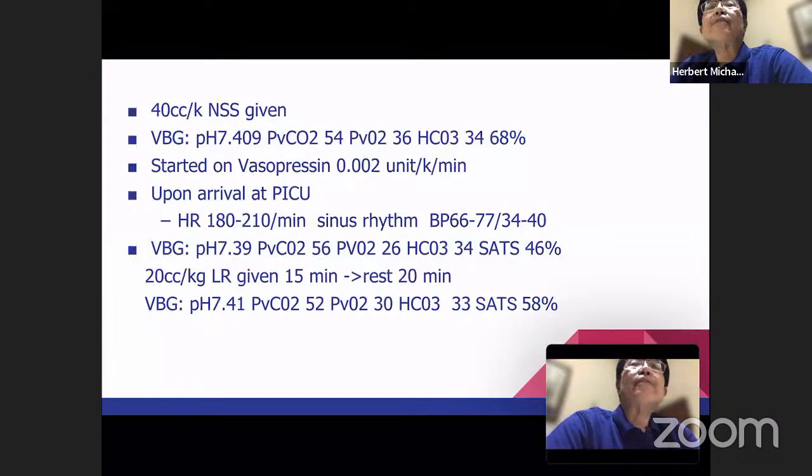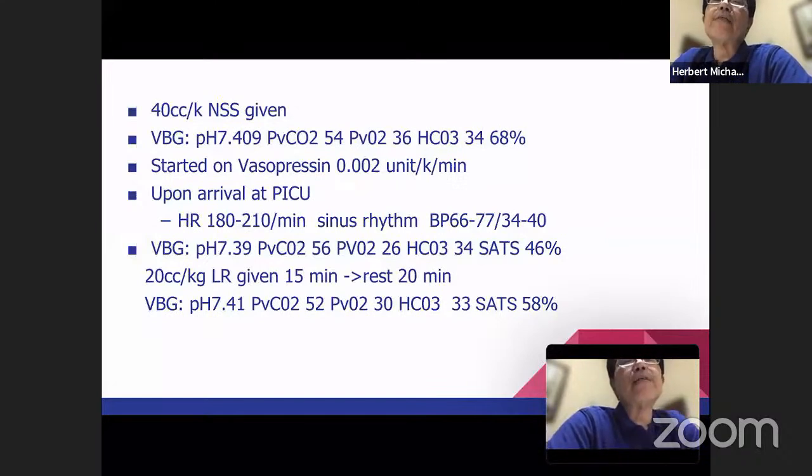So when the subclavian was placed, immediately 220 cc per kilo of normal saline was given, and thereafter we checked the venous blood gas and we saw a pH of 7.40, CO2 of 54, a venous PO2 of 36, and a bicarb of 34 with a 68% saturation.